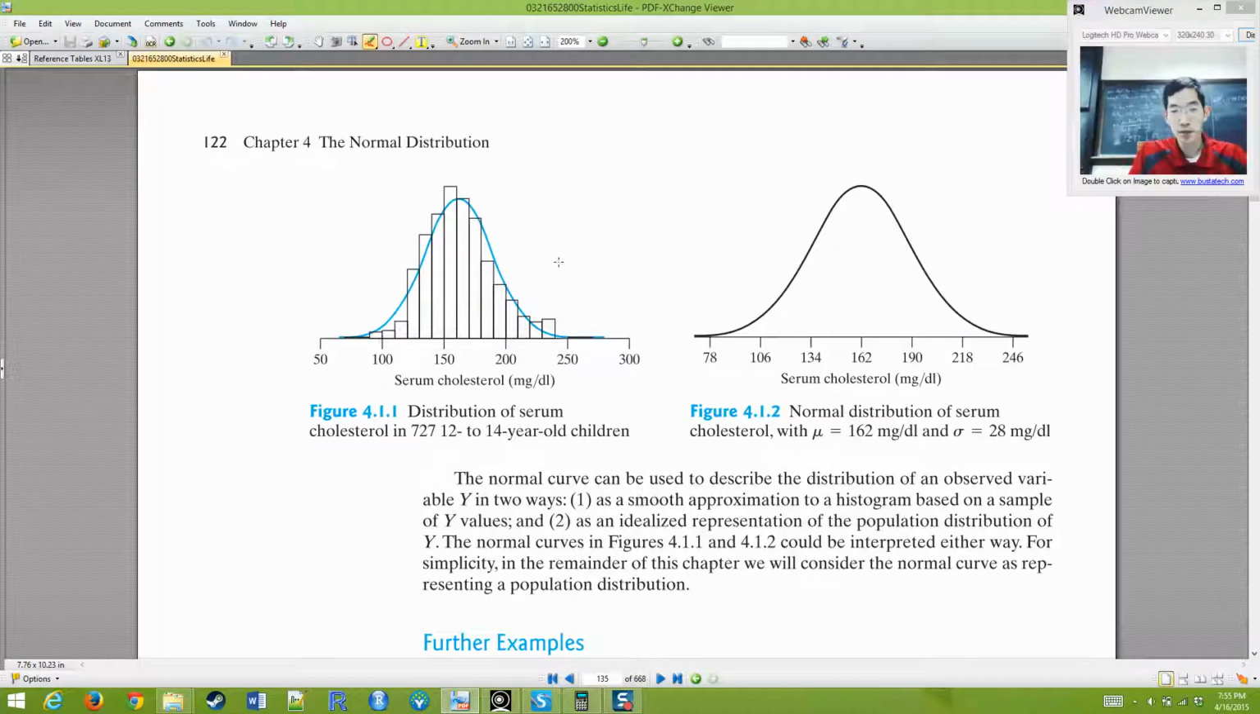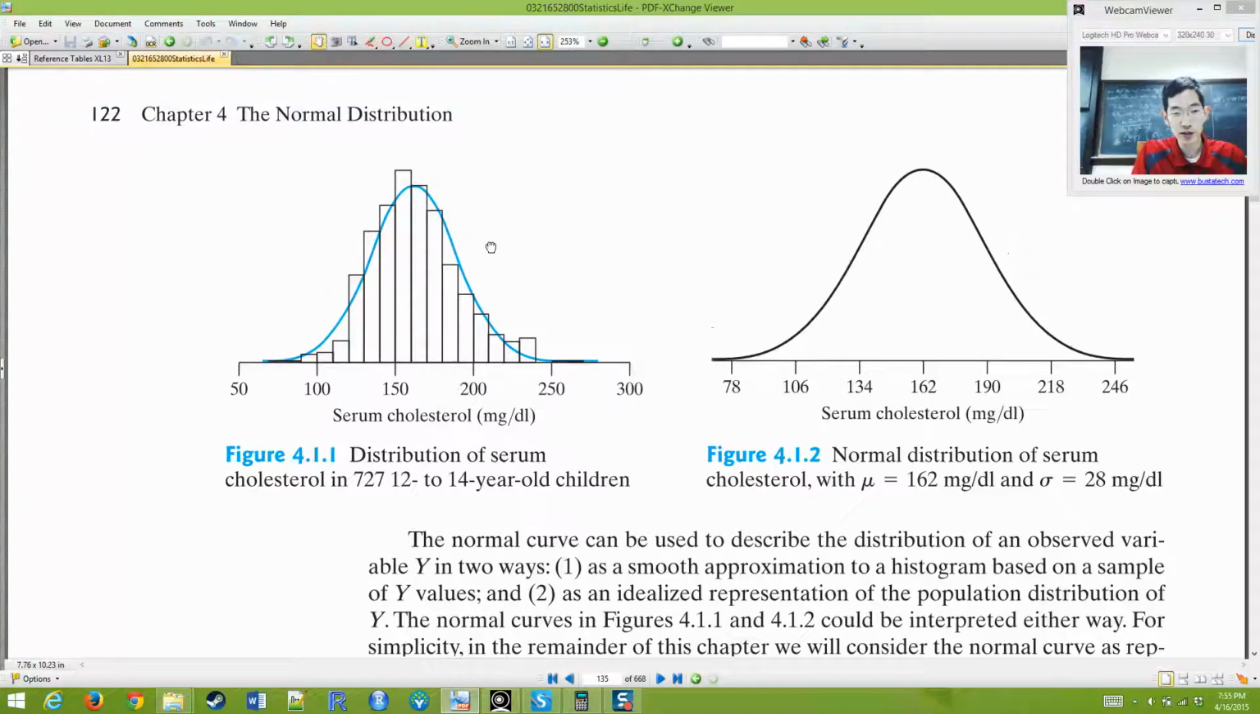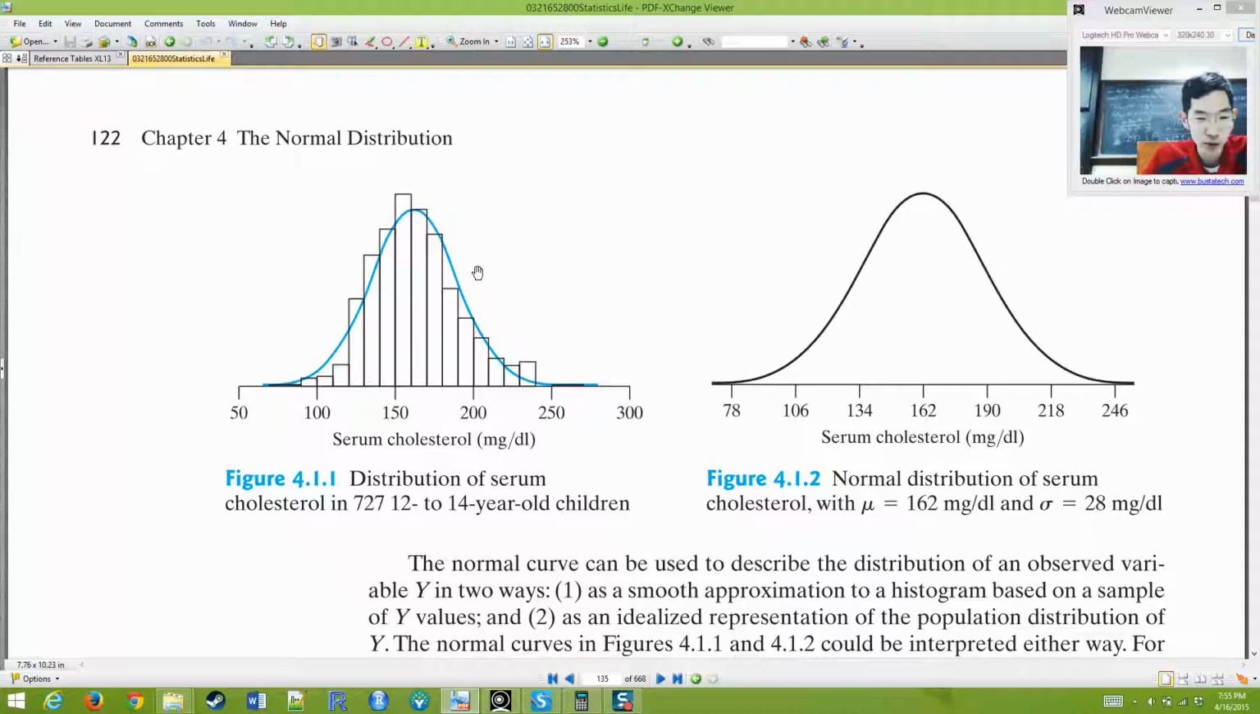So here we're looking at serum cholesterol levels, okay? This is from our textbook, the older edition, but we looked at 727 12 to 14-year-old children, and we measured basically their cholesterol levels in their blood, okay? And it's measured in milligrams per deciliter. And this is the histogram, okay?